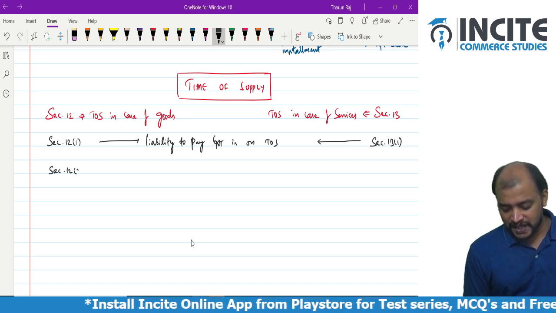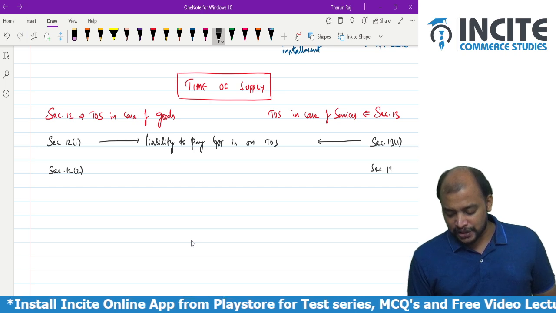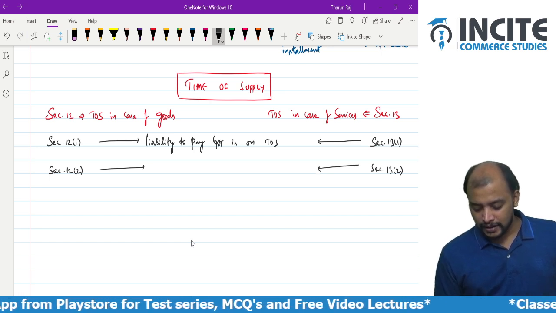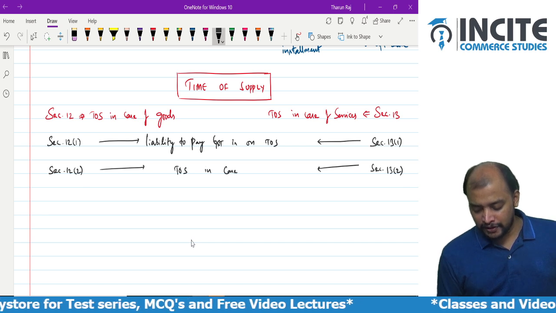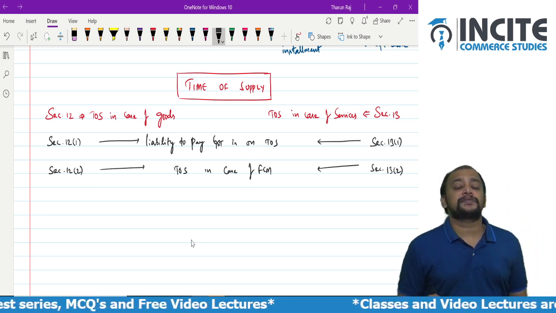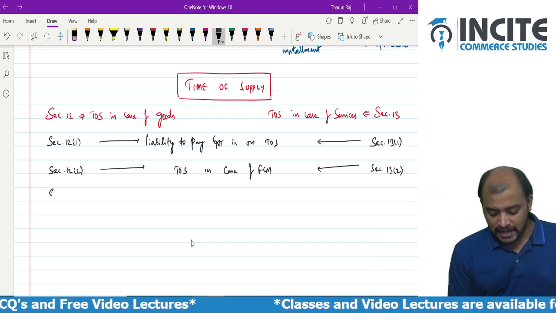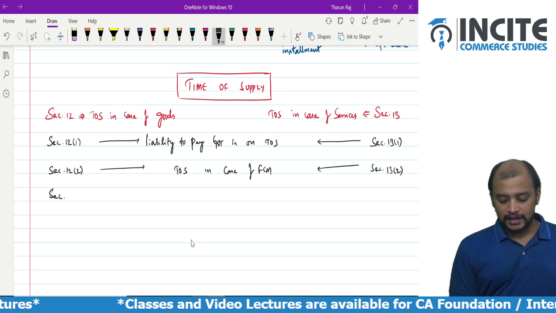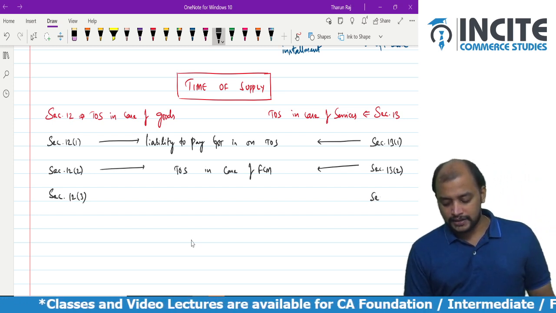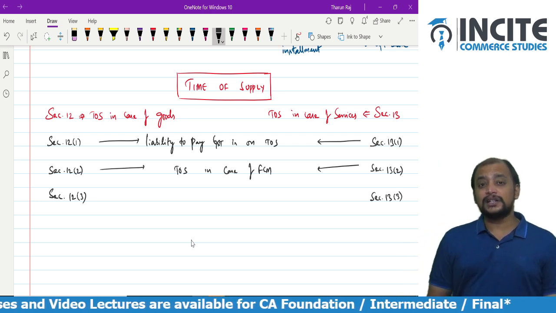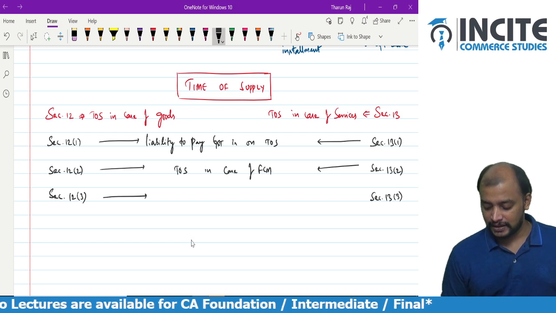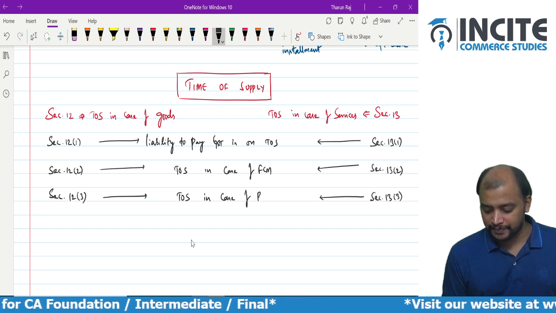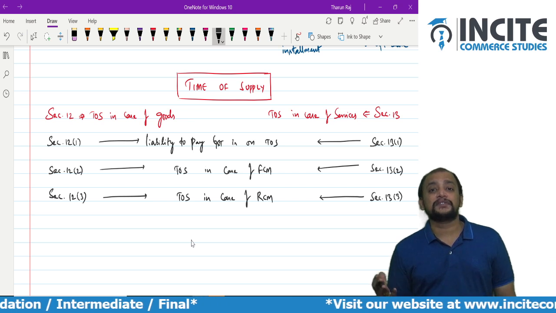Then section 12 subsection 2 and 13 subsection 2 deal with time of supply in case of forward charge mechanism. So we need to determine the time of supply in case of FCM using subsection 2. Then section 12 subsection 3 and section 13 subsection 3 deal with time of supply in case of RCM. So, time of supply in case of RCM is given under subsection 3.